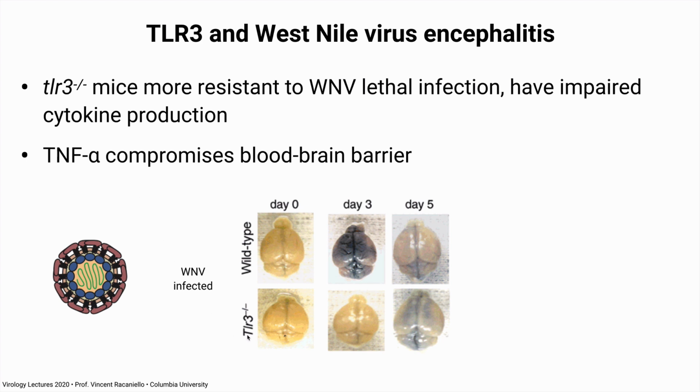In mice that lack the gene for TLR3, you can see on day 3 there's far less dye in the brain, and not until day 5 do you have a small amount. So it's the TNF produced by TLR3 signaling that compromises the blood-brain barrier and lets the virus in. So it's immunopathology because it's a consequence of the immune response.